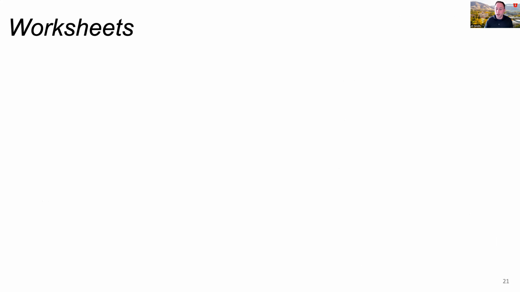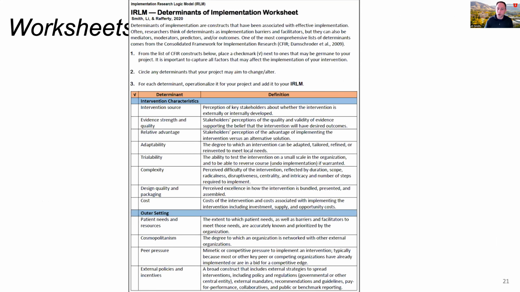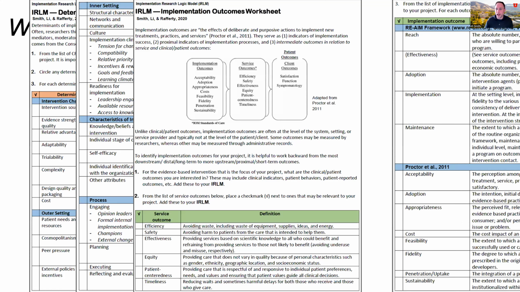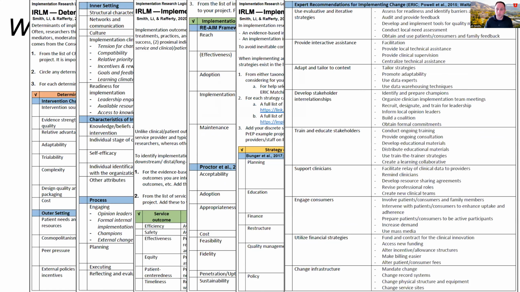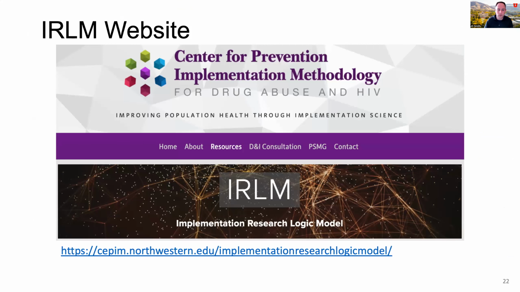We also have more in-depth worksheets that go into determinants of implementation, implementation outcomes, as well as implementation strategies. And we've drawn again from existing taxonomies, frameworks, and other glossaries, so that most of these things should be familiar and they also have existing resources of their own that users can then refer to if needed. The Center for Prevention Implementation Methodology also hosts a website that has the majority of these resources, as well as some IRLM examples beyond the ones that I shared today.